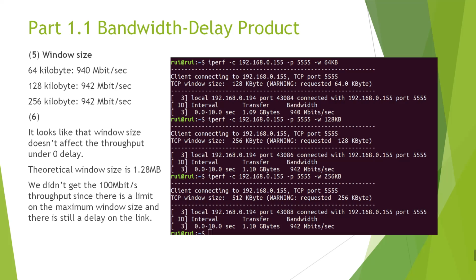For the fifth question in 1.1, when we change the window size from 64 kilobytes to 256 kilobytes, we see that actually the throughput remains the same. Thinking about it, since there's no delay, each time you send the packets, the other side will give you back an acknowledgement, and it will be done as soon as possible. So the window size grows normally. Under this situation, the reason the throughput remains the same is that we haven't reached the max window size.